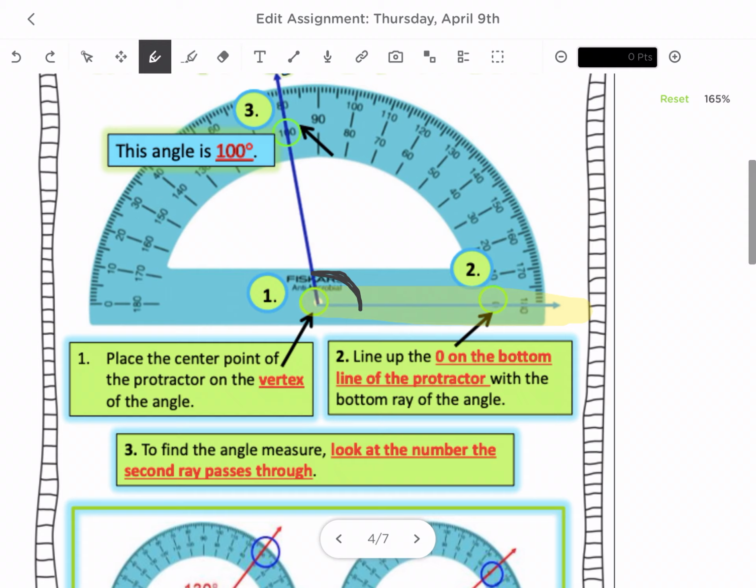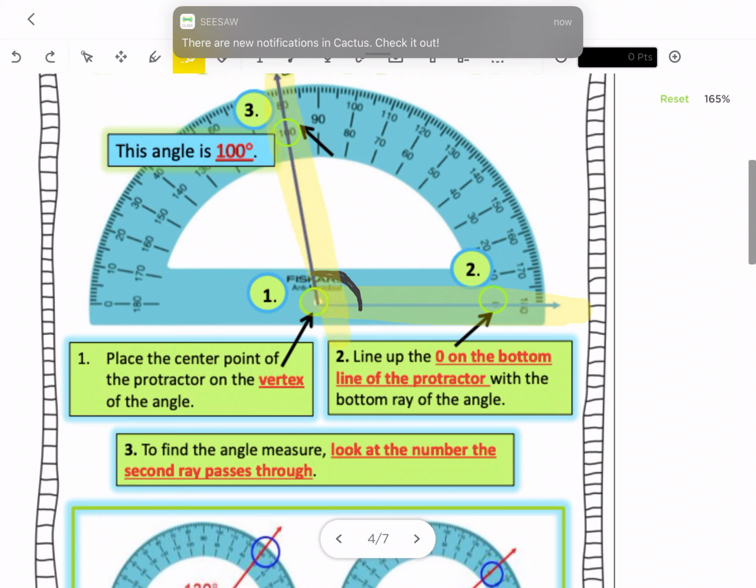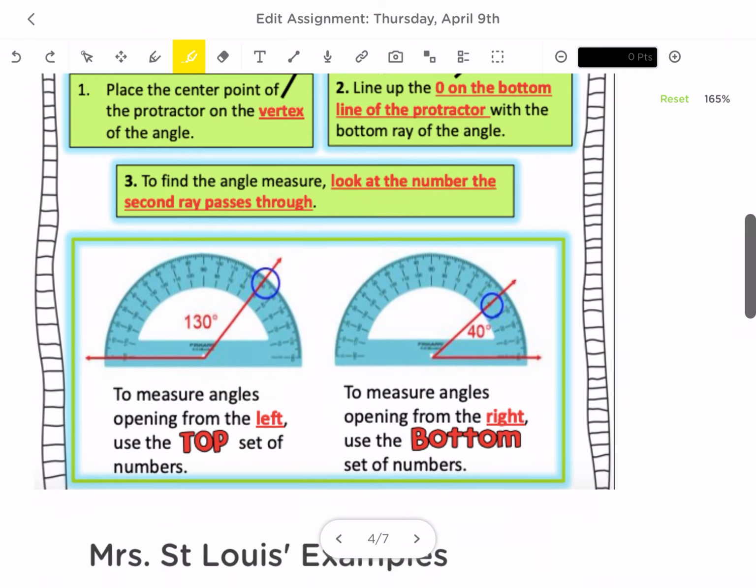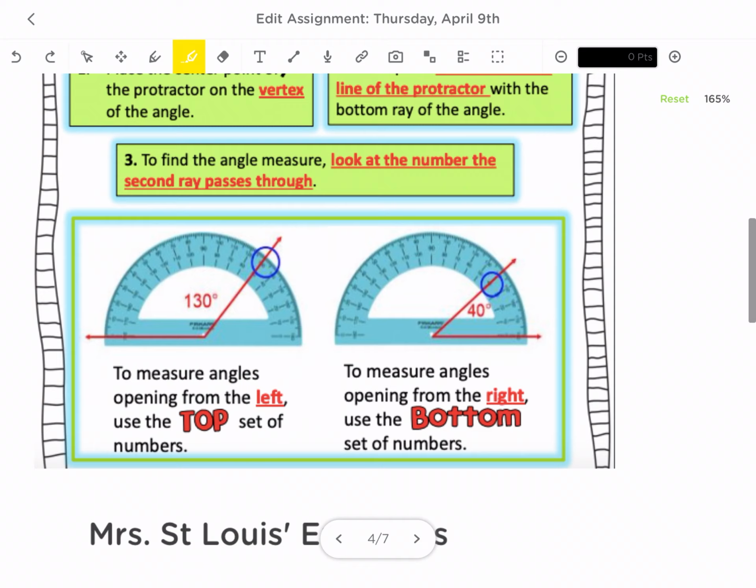And then to find the angle measure, you are going to look at the number that the other ray, the second ray, passes through. So this is your second ray here. You're going to see where that is pointing. As you can see, there are numbers on the bottom, and then there are numbers on the top as well. When you are measuring angles that are opening to the left, looking at it from this side over here, you're going to use the top set of numbers.